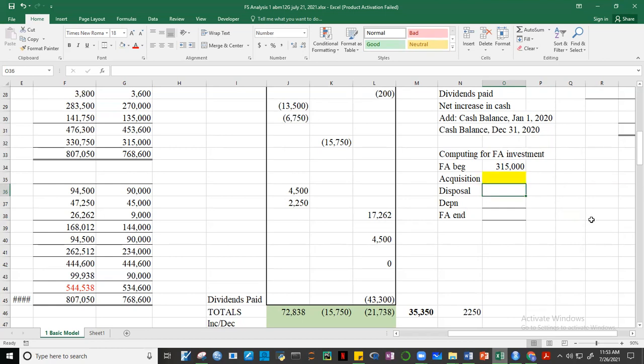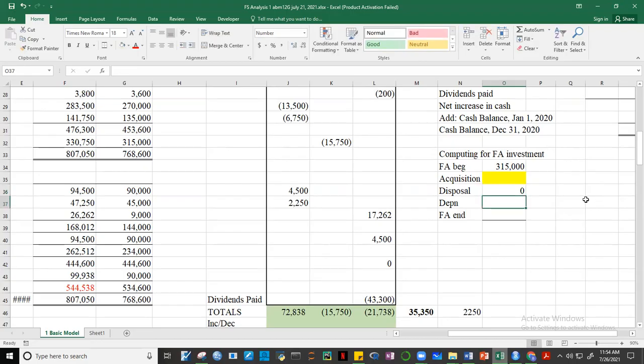Tapos may disposal ba, guys? May binenta ba? Wala naman tayong information na gano'n, no? Kung meron yan, dapat ibabawas natin yan, kasi nababawasan yung value ng asset natin pag may binenta tayo. Kunyari, kung may binenta tayong 100, so dapat negative 100 yan. But since wala naman tayong sinabing binenta, so zero yan.